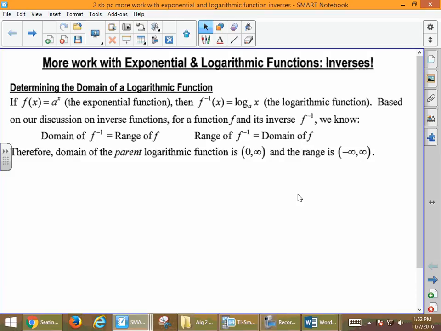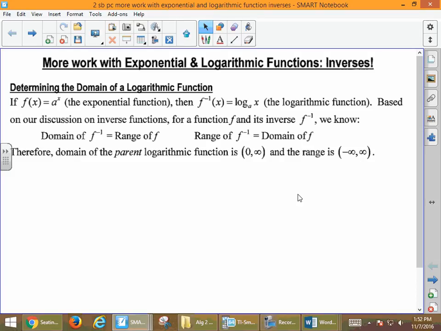And if you remember, when you're dealing with inverses, the x values and the y values change. And the x values and the y values correspond to the domain and range of functions. So the domain of the regular function will become the range of the inverse, and the range of the original function will become the domain of the inverse function.